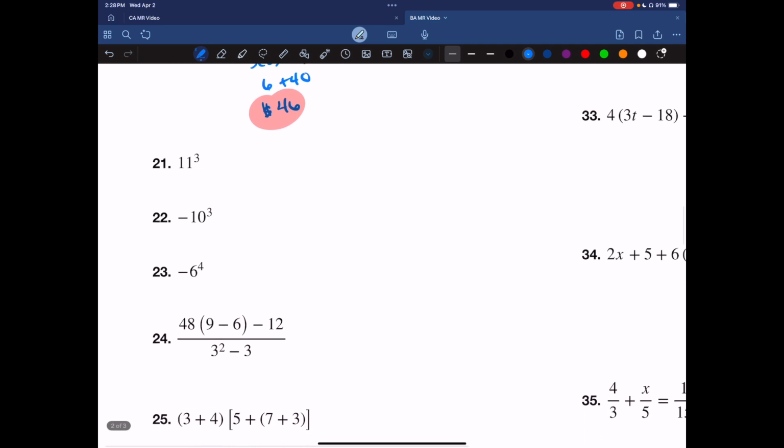All right, starting with 21, we deal with exponents. So this is the same thing as saying 11 times 11 times 11. All right, so don't get tripped up over that. And for this one, this is going to be 1331.